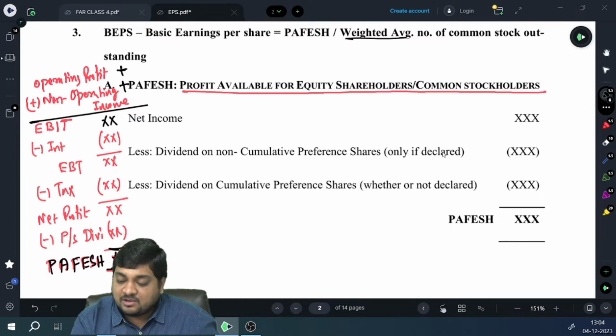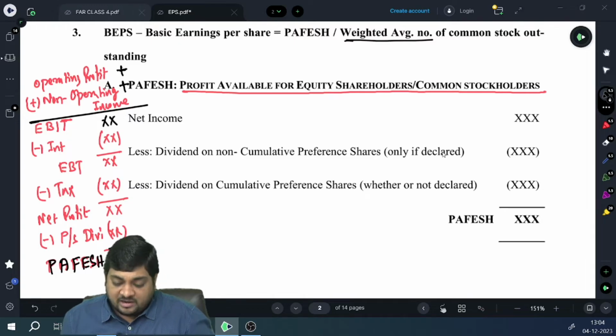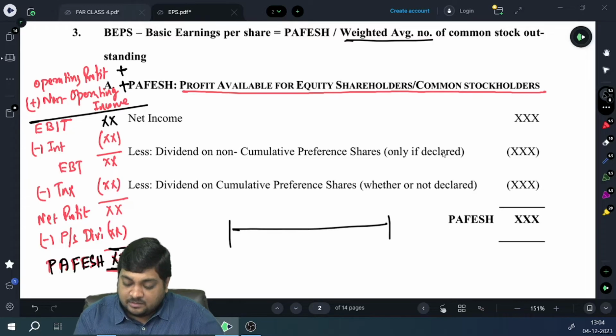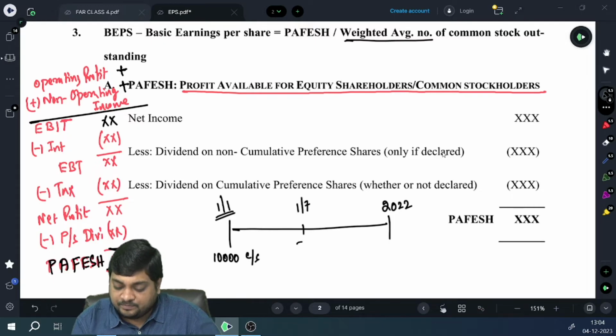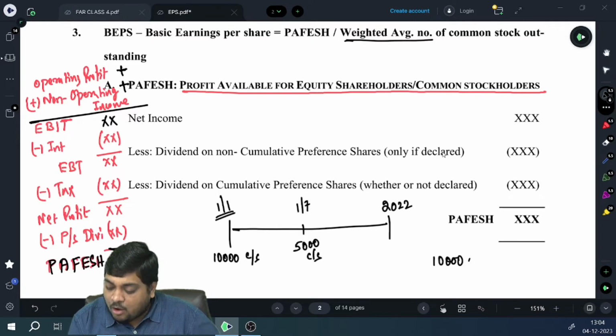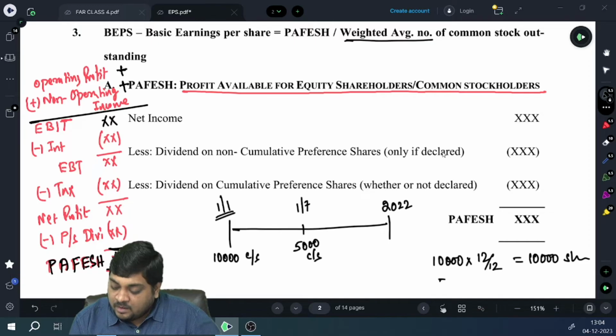Now why is it weighted average? Because if there is fresh issue during the year, then we need to take proportionate common stock outstanding, right? Suppose this is the year, we are talking about 2022. On 1st Jan, we had 10,000 common stock. Then on 1st July, 5,000 common stock is more issued. So this 10,000 was outstanding for 12 months, so we consider 10,000 shares. But this 5,000 was outstanding for 6 months, so we consider it 2,500 shares.